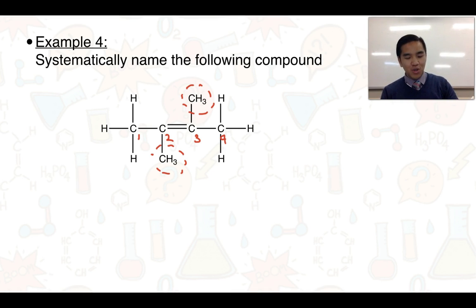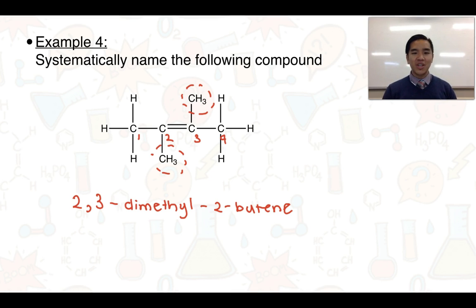We've got 2 methyl groups, 1 on carbon 2, 1 on carbon 3. It's going to be a dimethyl. 4 carbon atoms, so it's a butene. The carbon to carbon double bond's position is between carbons 2 and 3. So take the smallest number and it's a 2-butene. And I'll write the alternative name underneath. And there we have it.